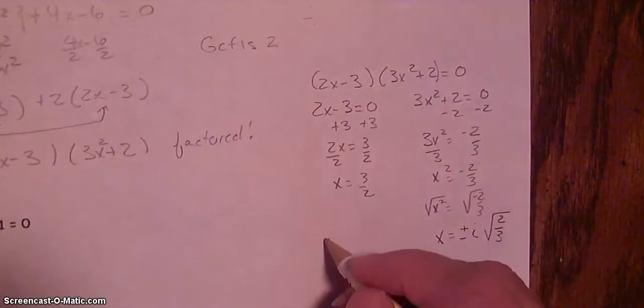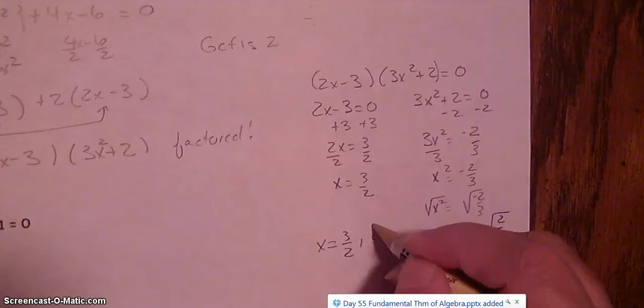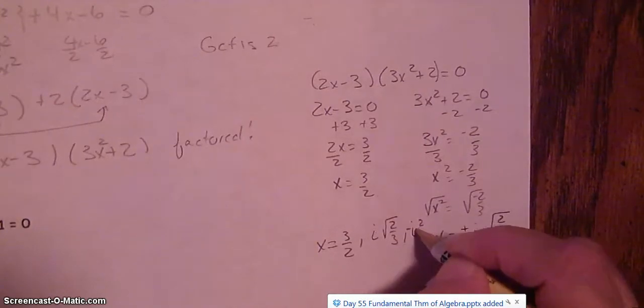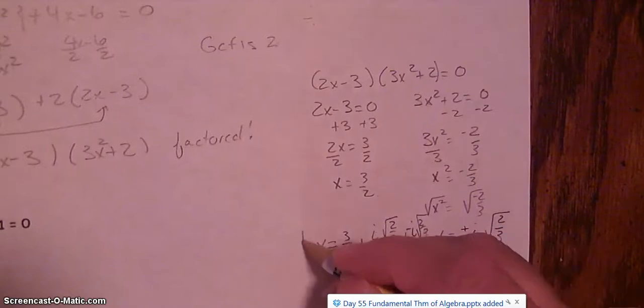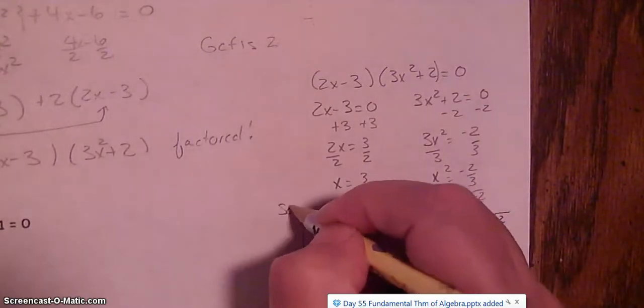So my answers here would be x equals 3 halves, i radical 3, and negative i radical 3. Remember, they come in pairs, so we always have plus or minus. So that is this problem solved.